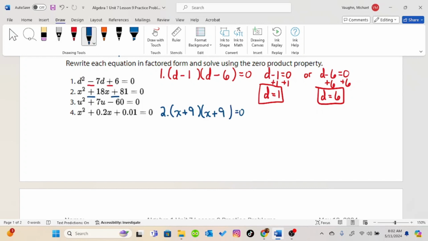I only have one unique factor, so that means x plus 9 equals 0. We would subtract 9 from both sides, and we would find out that x equals negative 9. And that's our one solution for number 2.